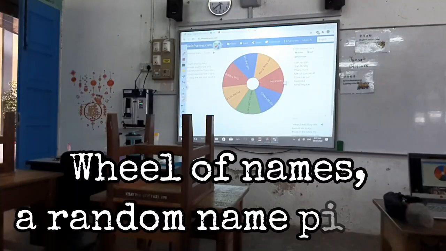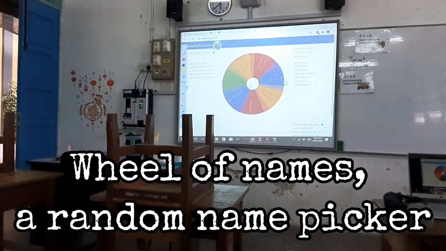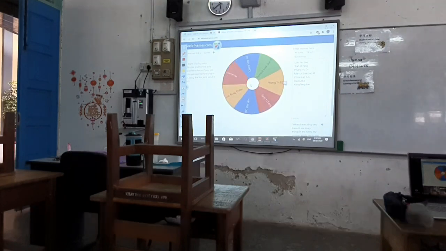For online learning, I use the wheel of names to replace the snowball activities. I use wheel of names, a random name picker, to call up names of the students and they get excited because they are called randomly.